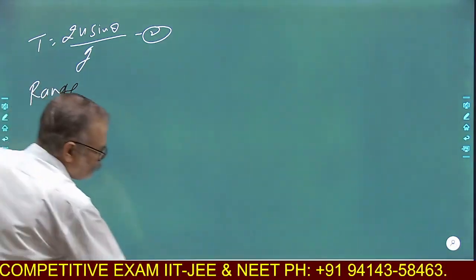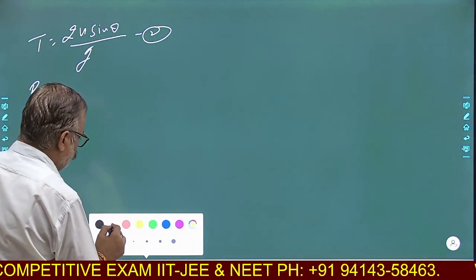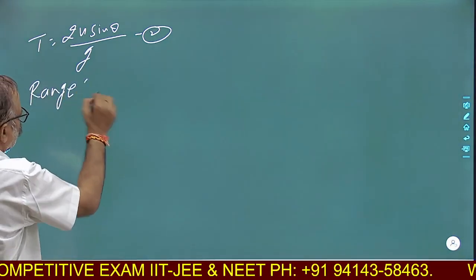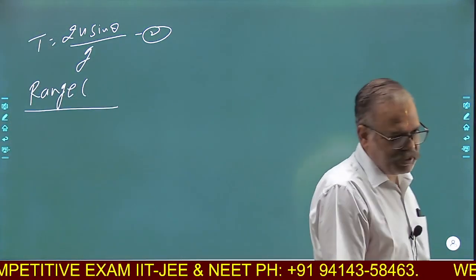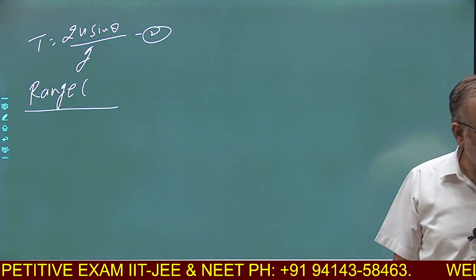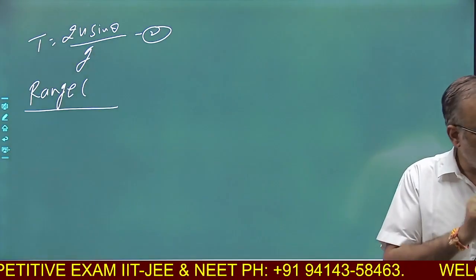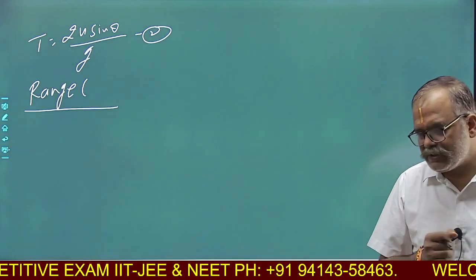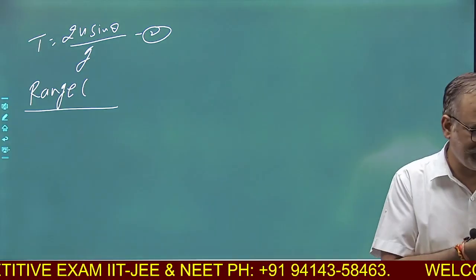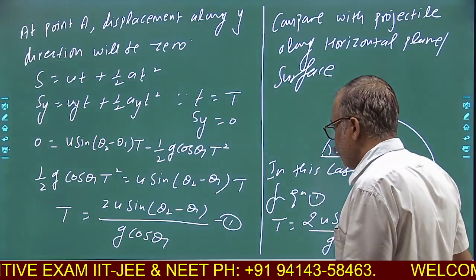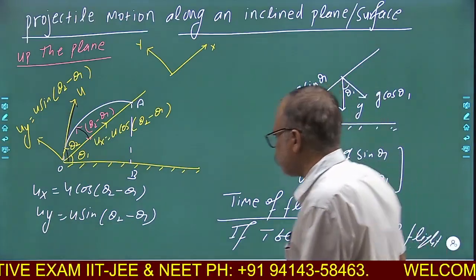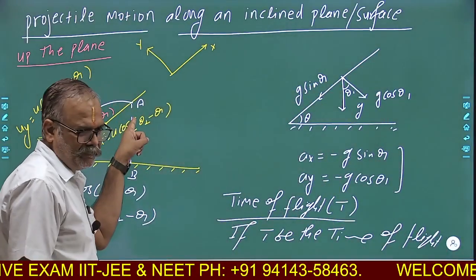रेंज. The horizontal distance traveled by body in projectile motion is called range. The projectile along an inclined surface, range OA.